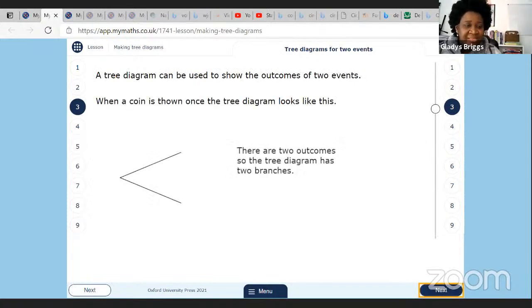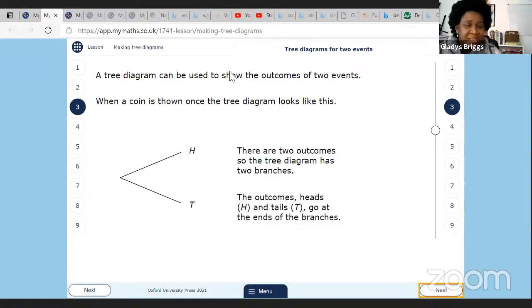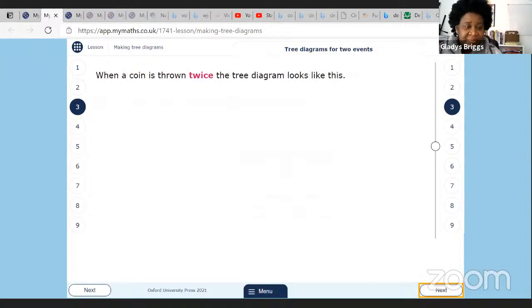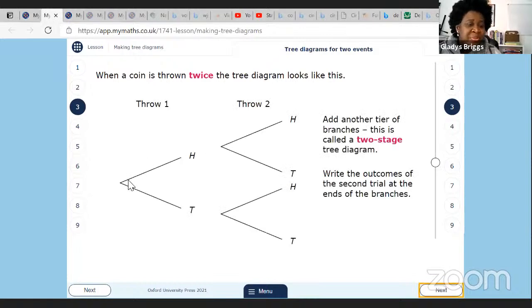Okay, for 2 events, combined events, you draw the branches of the tree. You put the head and the tail or whatever thing you are doing. This looks like a coin one, the coin experiment for head and tail. When you throw the coin the first time, you can get head or tail. And when you throw it the second time, this is the second set of branches that comes up, yeah? You can have either head or tail again.